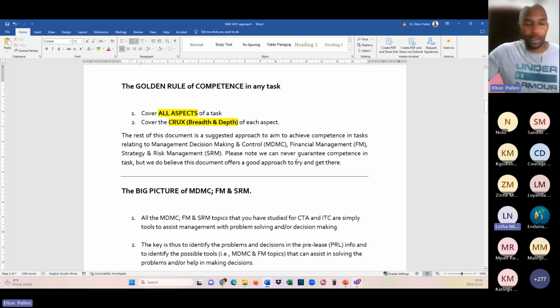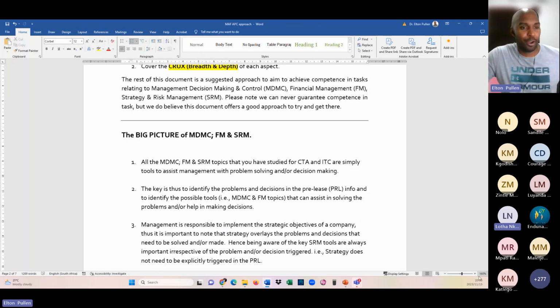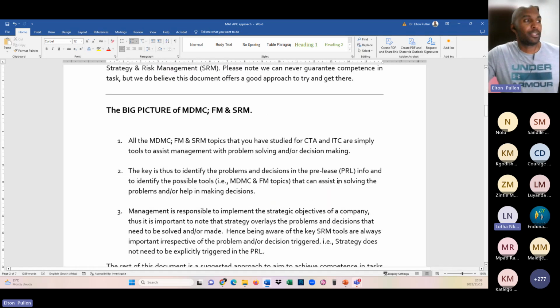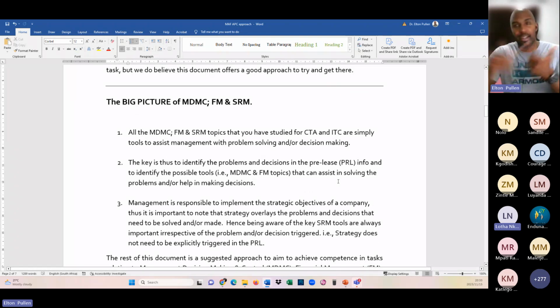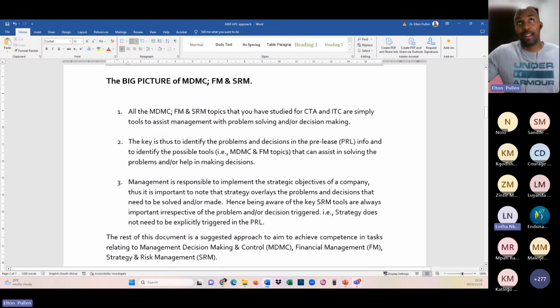Okay, so before we get into some of the guidelines, let's take a step back and look at the big picture of math. When I say math, I mean costing, finance, and strategy. The first thing to understand is that everything you've studied in math, ever since most of us started studying math in our second year of undergrad up until we passed ITC, are simply tools that help to assist management with problem solving and decision making. So they're all tools, right?